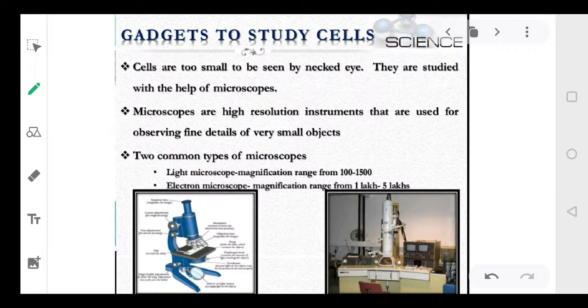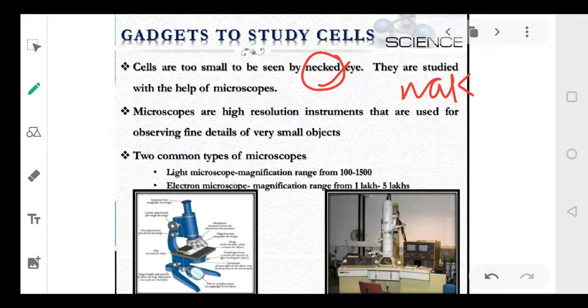Now, what are the different gadgets that have been used to study cells? At that time, how could we study cells? Because cells were not visible with naked eyes. They are not visible with naked eyes.